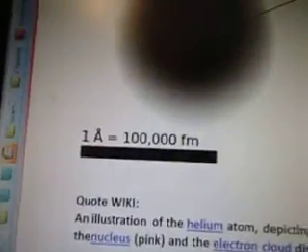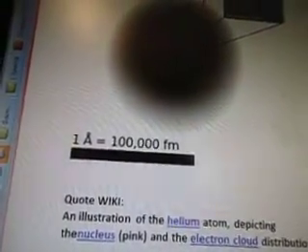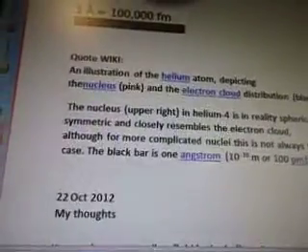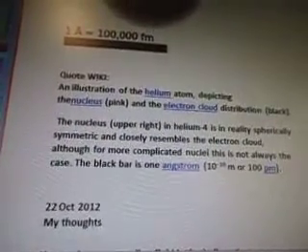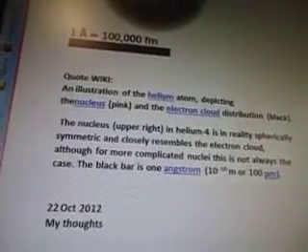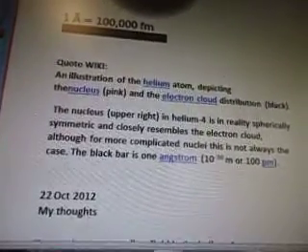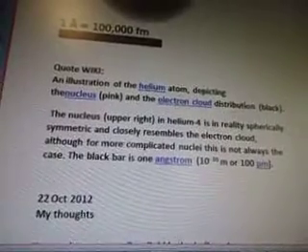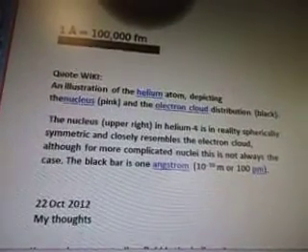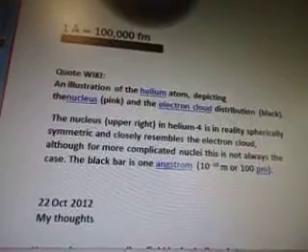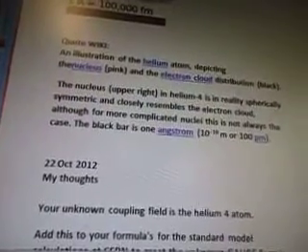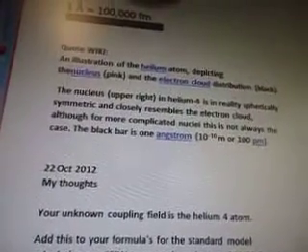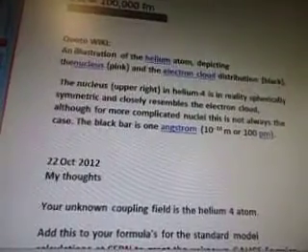Google 1 atom and 1A comes up as the helium atom in this diagram. So 1A equals 100,000 FM. Quote from Wiki: an illustration of the helium atom depicting the nucleus pink and the electron cloud distribution black. The nucleus upper right in helium-4 is in reality spherically symmetric and closely resembles the electron cloud, although for more complicated nuclei this is not always the case. The black bar is 1 angstrom, 10 to the power of minus 10 m, or 100 pm.